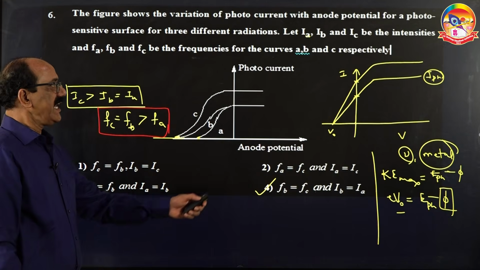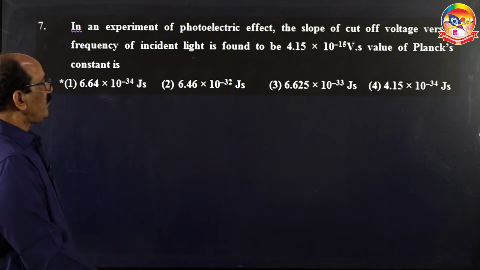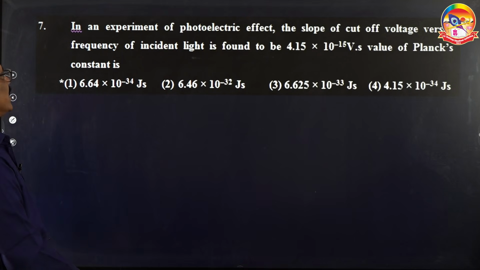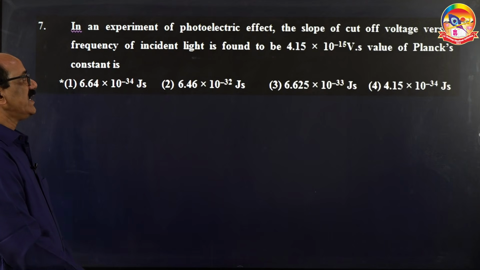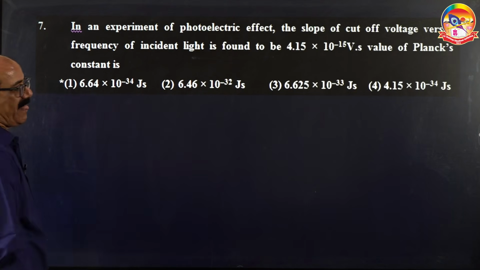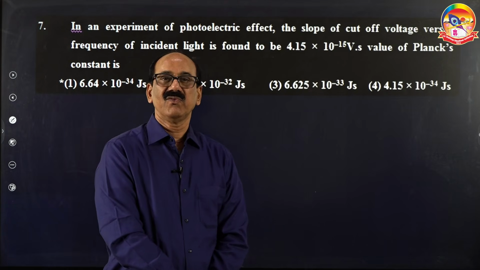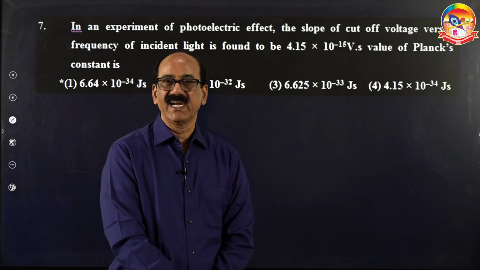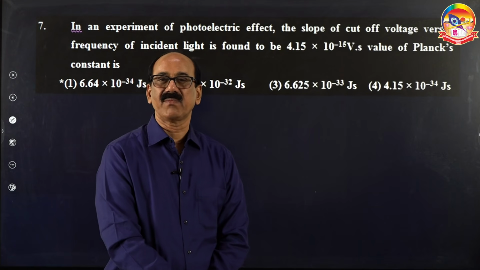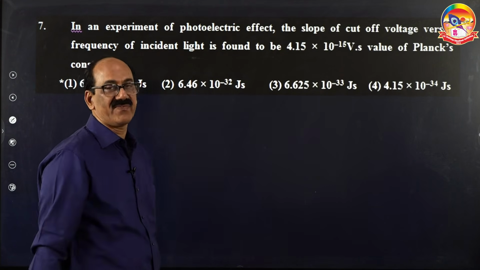Then let us go for the next problem. In an experiment of photoelectric effect, the slope of cutoff voltage versus frequency of incident radiation is found to be 4.15 times 10 power minus 15 volt second. The value of Planck's constant is, when you are asked to talk about Planck's constant, don't jump to a conclusion that it should be what you have learned as a fact, that is 6.625 into 10 power minus 34 joule seconds, because some data is given and from that data you have to answer that.